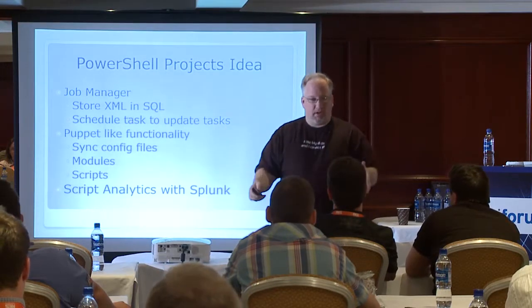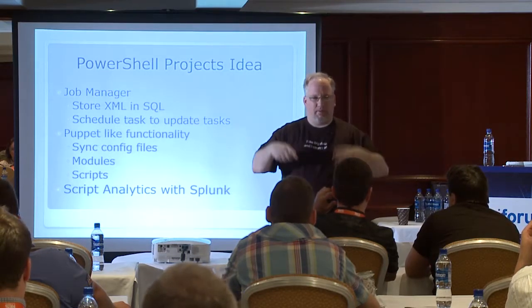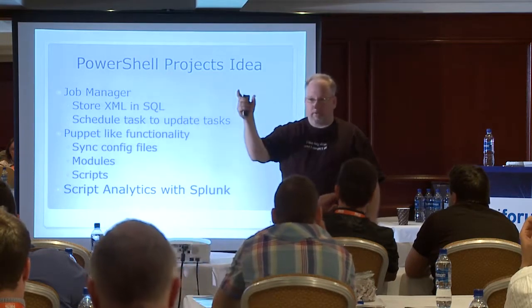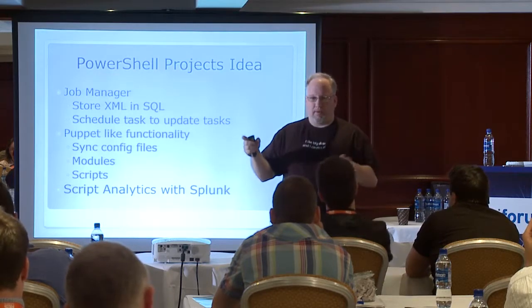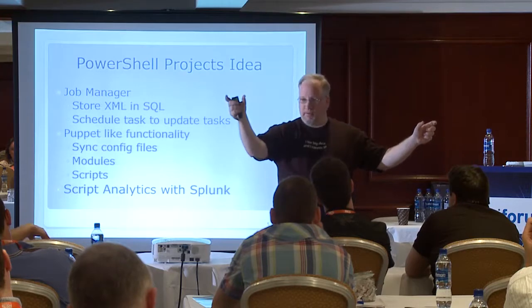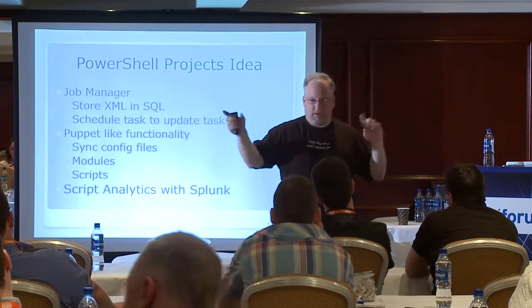So on every machine, we had a folder called C, I don't remember what it's called, but we'll say C data. Under C data, there was a folder called logs, a folder called modules, and a folder called scripts. What would happen is Invoke File Sync would say, these are the scripts you need to have, and it would put them in your scripts folder. These are the modules you have to have, and they're added in your modules folder.